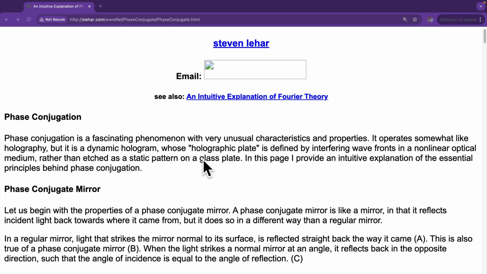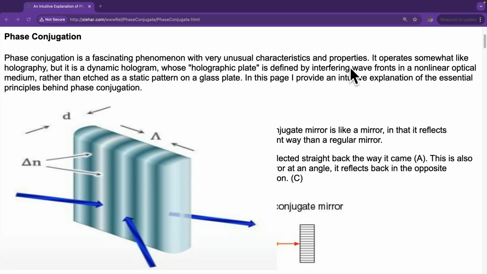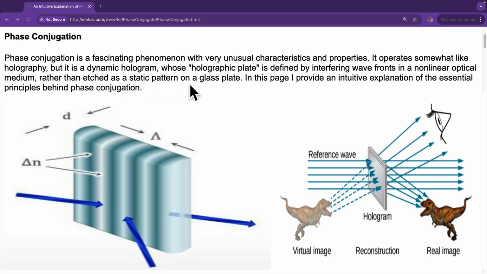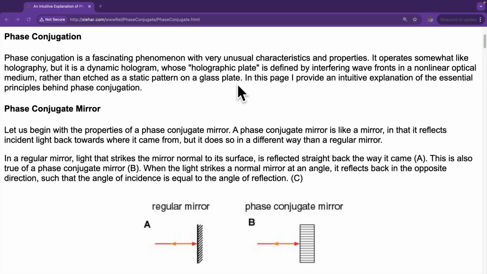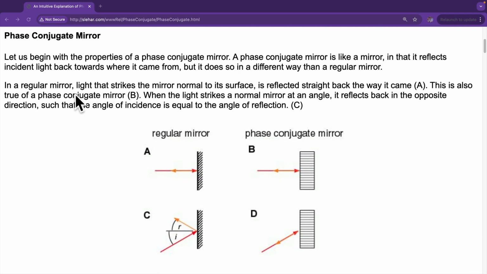Phase conjugation is a fascinating phenomenon with very unusual characteristics and properties. It operates somewhat like holography, but it's a dynamic hologram whose holographic plate is defined by interfering wavefronts in a nonlinear optical medium rather than etched as a static pattern on a glass plate. In this page, I provide an intuitive explanation of the essential principles behind phase conjugation.